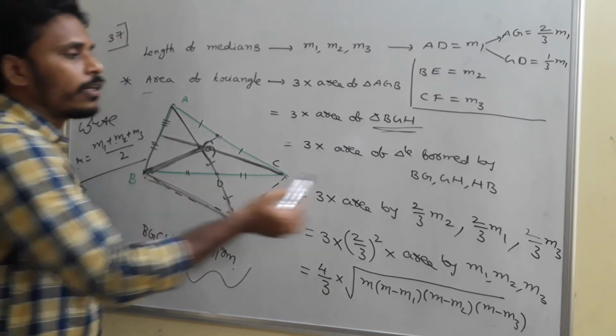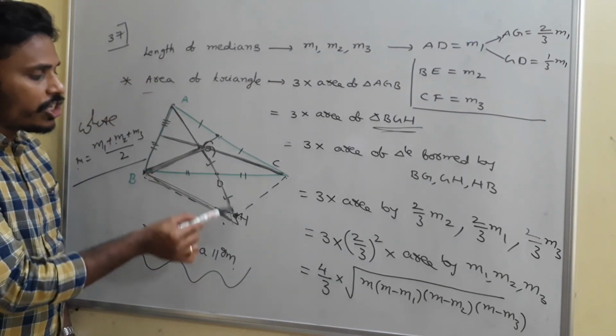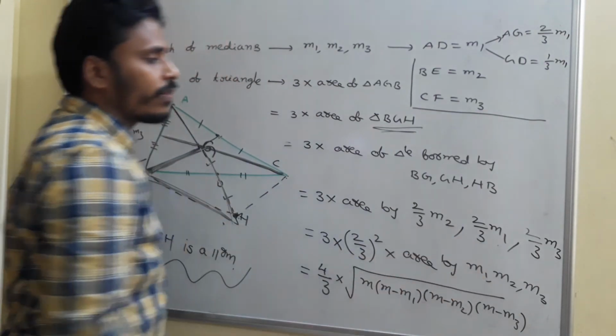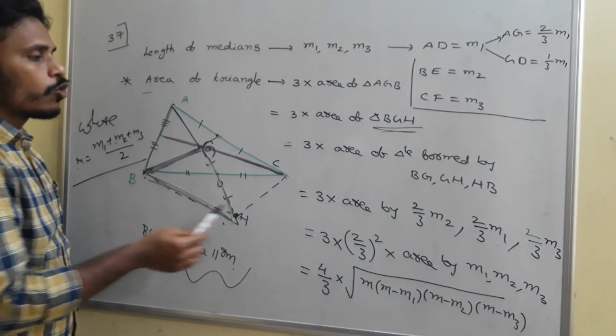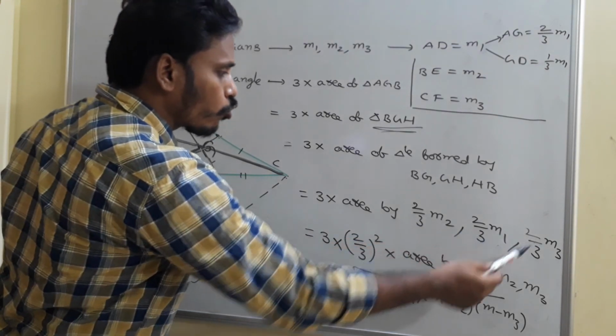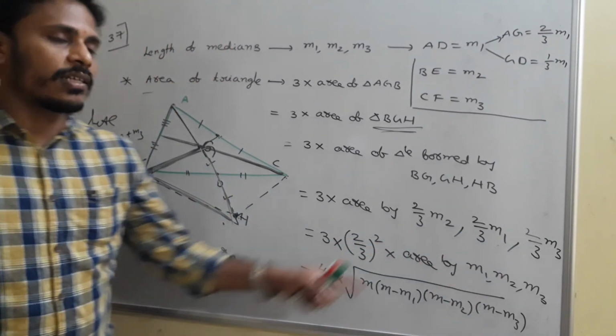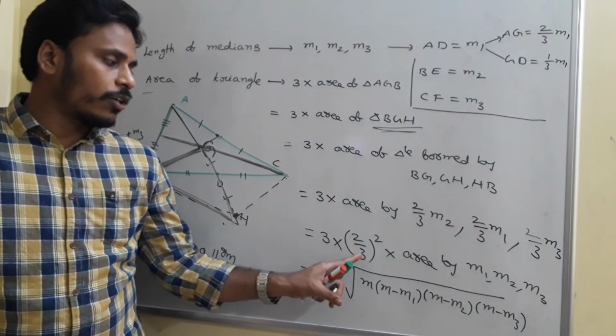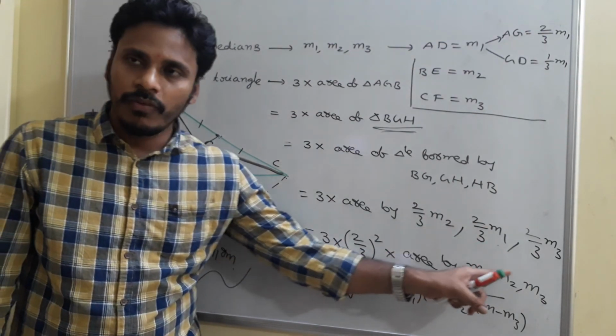BGH sides are: BG is one side, BH is another side, GH is the other side. This BG is 2/3 of the second median, 2 by 3 m2. This GH is double of GD, GD is 1 by 3 m1, so 2 by 3 m1. HB is 2 by 3 m3. So the area of the triangle formed by 2 by 3 m2, 2 by 3 m1, 2 by 3 m3. These are the sides. Since 2 by 3 is common, if you separate it, you will get 2 by 3 whole square into the area by m1, m2, m3.